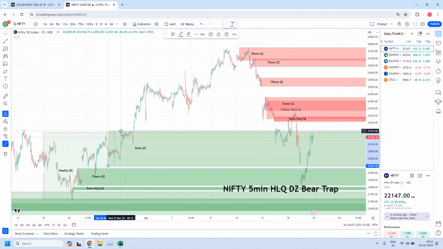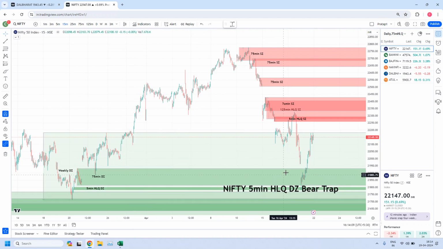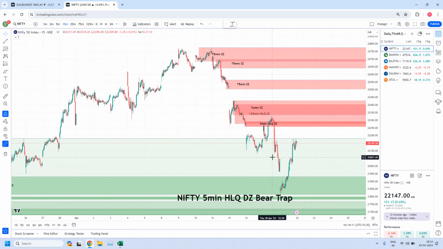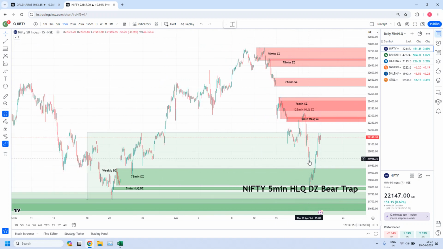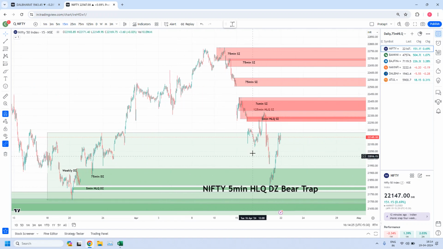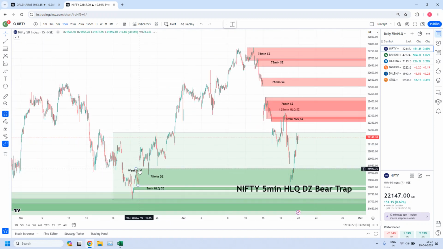Let me delete this. After that, again the prices moved down with a gap down. This entire 75 minutes demand zone is violated. Let me delete the 75 minutes demand zone also.